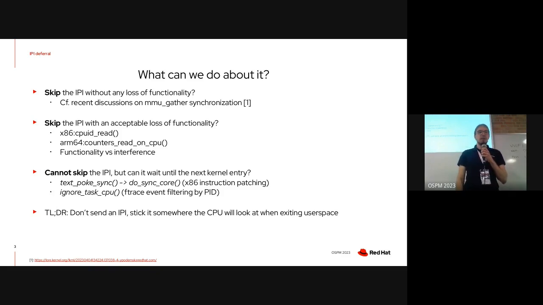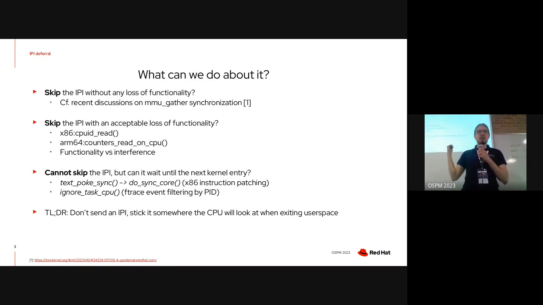And the other category, and that's the one I'm interested in, I wish it didn't exist, but I have to take care of them, is callbacks sent via an IPI that we can't really skip. But if it only really affects the kernel and the targeted CPUs in user space, well, we could stash it somewhere, wait for the next user to kernel transition, and run it then. So we already briefly mentioned that for TLB shootdowns.